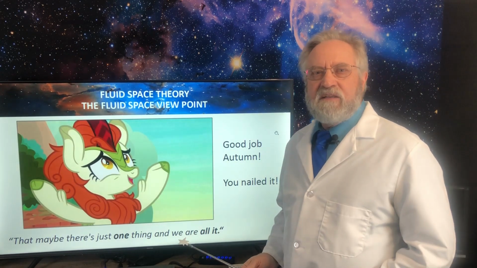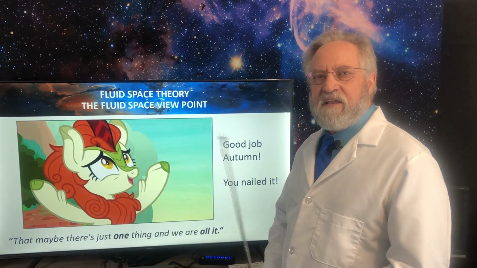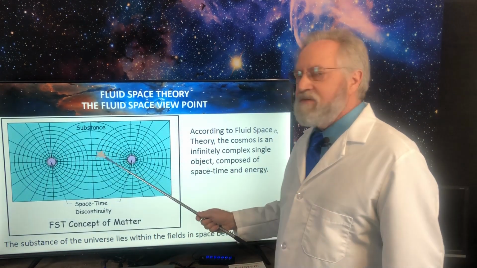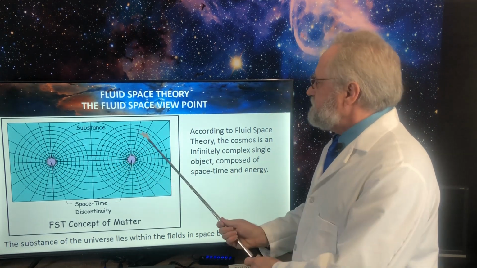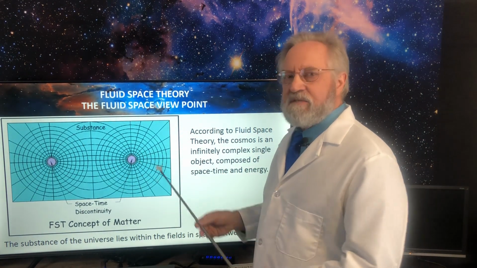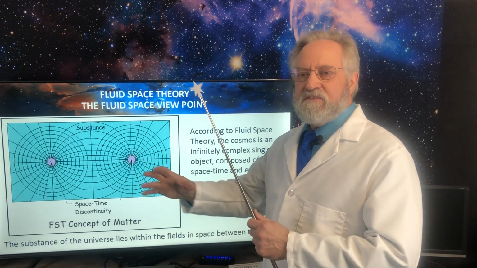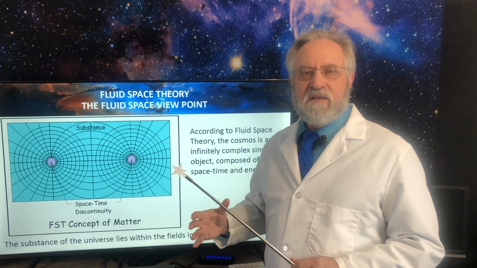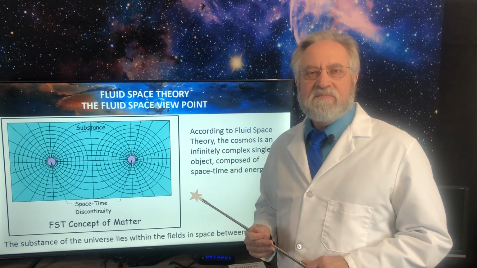Now, one of my favorite animated characters is Autumn Blaze. And Autumn Blaze thinks that maybe there's just one thing and we're all it. Well, Autumn, you're right. There is only one thing and we are all it. And I've just shown it scientifically. Every single bit of matter in the universe is actually a space-time discontinuity surrounded by an energy field. And these energy fields reach out to each other on and on and on forever to form the one great everything that is the cosmos. And that's something to think about.